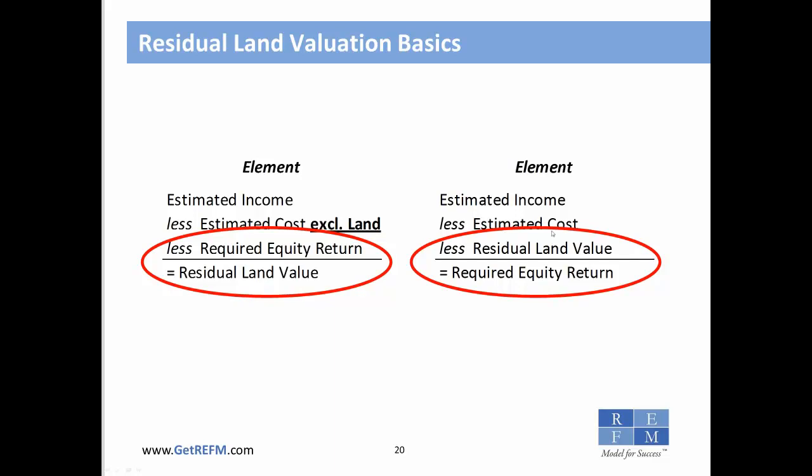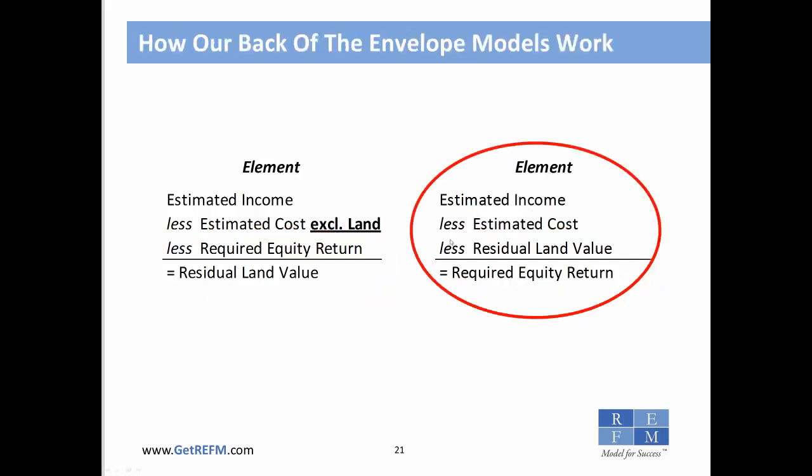So in other words, I have estimated income minus estimated cost minus residual land value, which is an estimate for the land purchase price, and that will give us our required equity return or pre-tax margin. And so what we're looking at here on the right, this is exactly how our back-of-the-envelope models work. And so I wanted to just give you this overview before we stepped into them such that you understood what the bottom line was, so to speak, and then how we work through that.